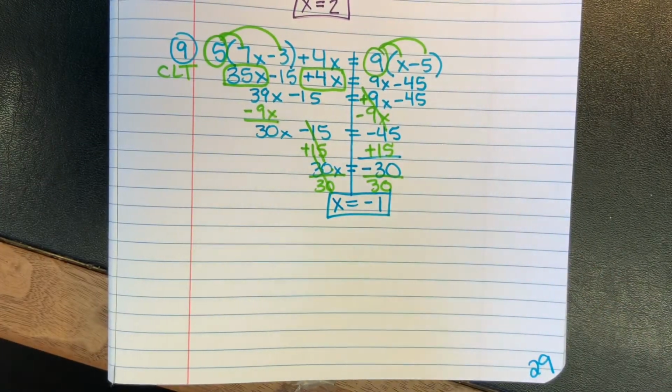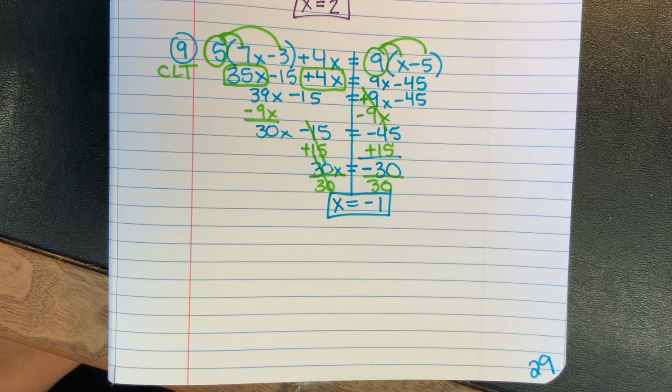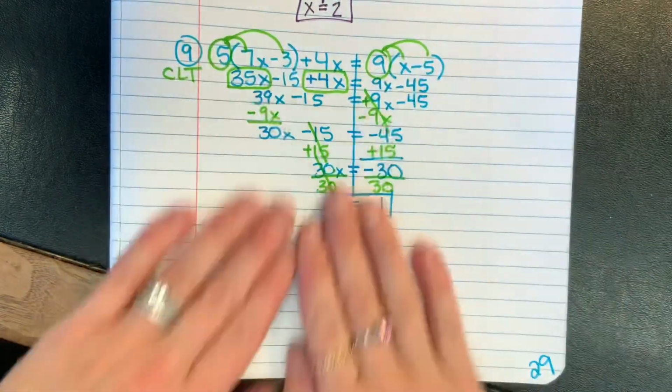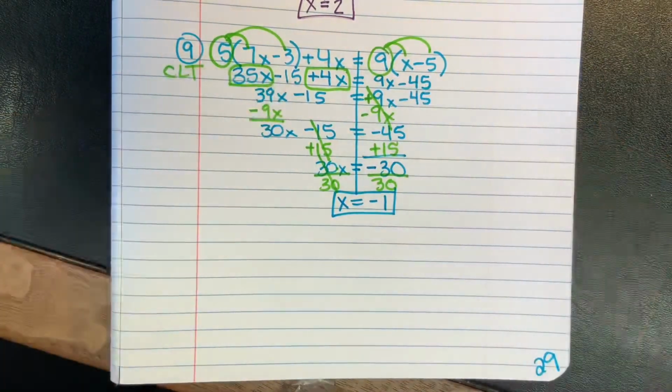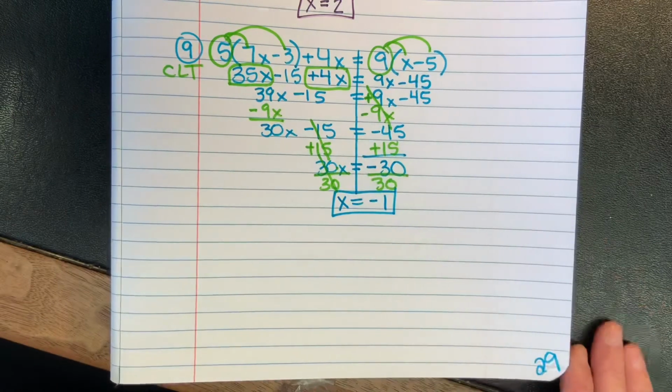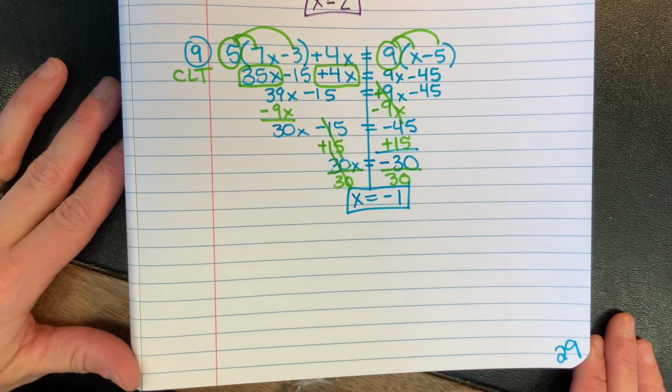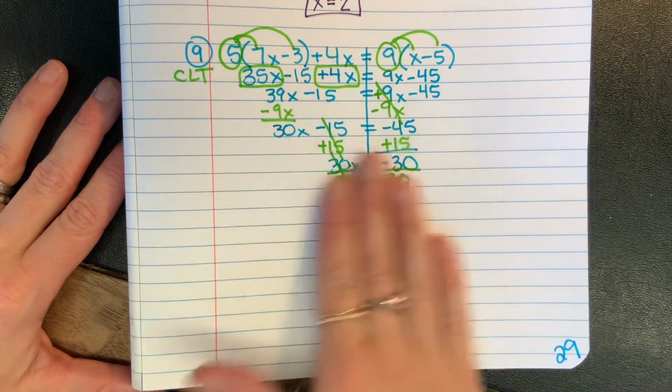Okay, that is it, guys. That is the last example on 5.3 of solving equations with the variable on both sides. We had all the things: distribution, combining like terms, inverse operations, everything. And tomorrow you will have a practice assignment on examples like this.